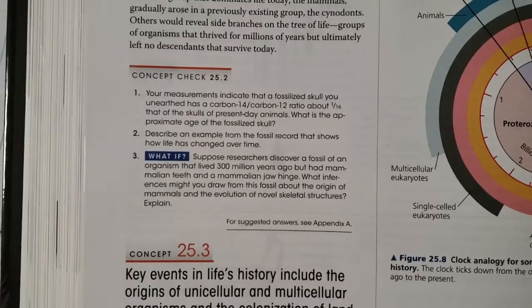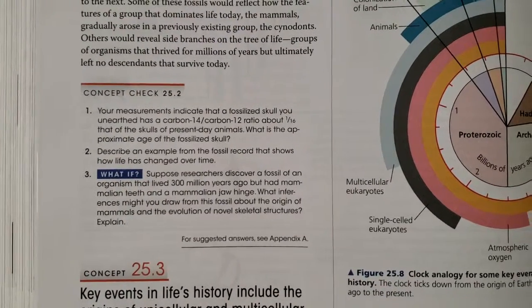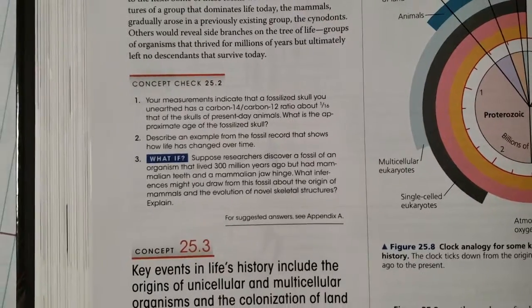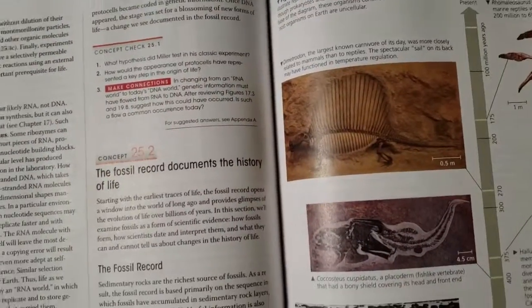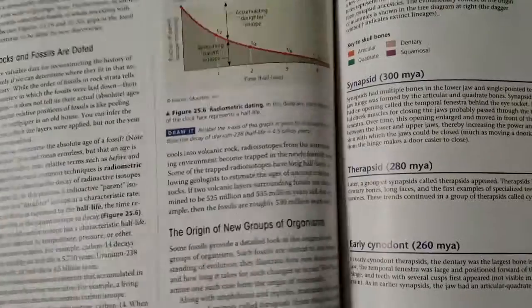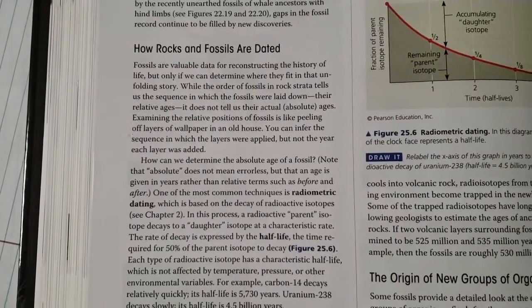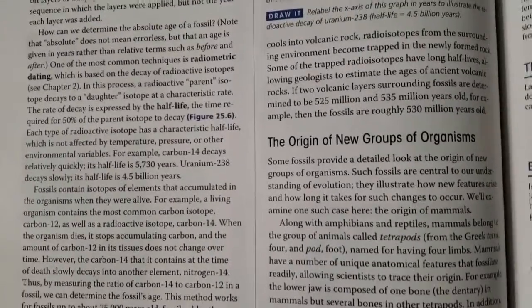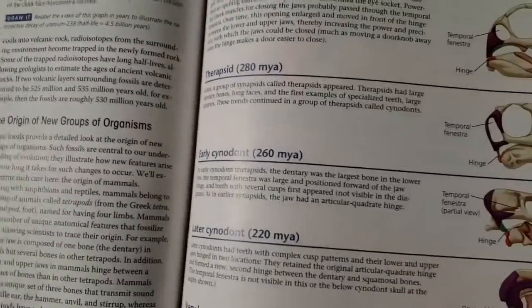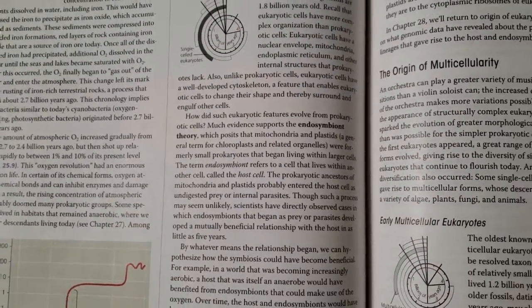So in this section we were talking about half-life. When it comes to absolute aging, the way that it is dated, we use radiometric dating, and I believe this focuses on the half-life.